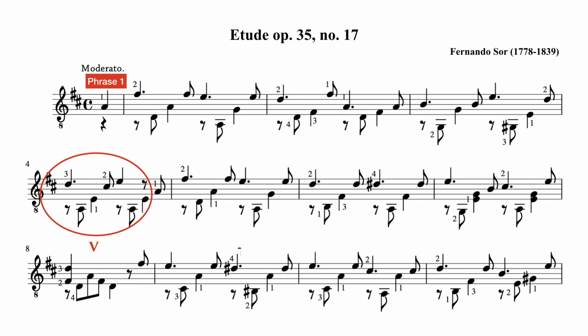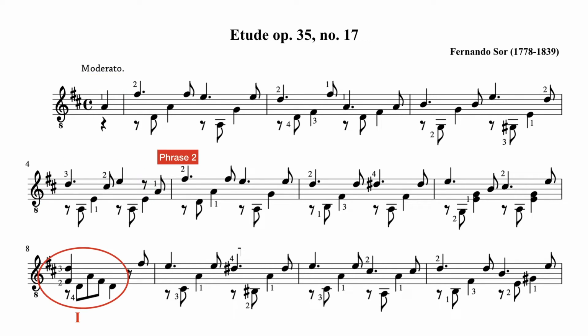So in this example, we have two cadences that divide the passage into two parallel four-bar phrases. The first phrase closes on the dominant, an A major chord, in measure 4, and the second phrase closes on the tonic, in measure 8.